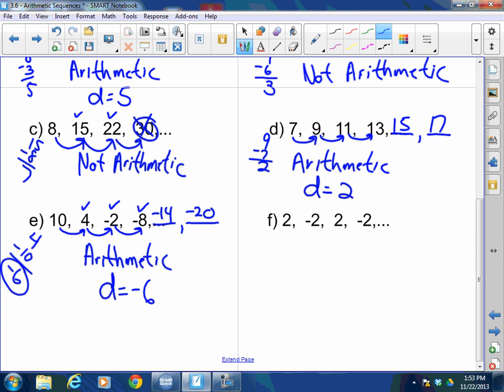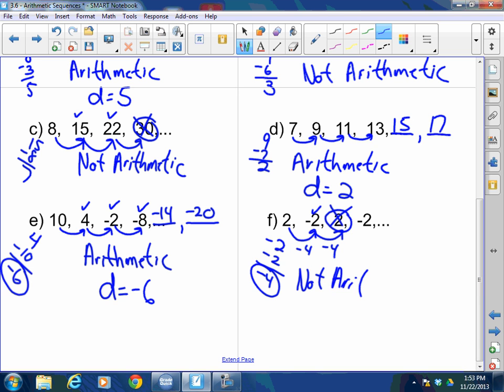Excellent. And last but not least, what's the potential common difference here for F? No, not negative 1. Negative 2 minus 2 is negative 4. That's the potential. 2 minus 4 is negative 2. But what's negative 2 minus 4? Negative 6, not 2. So this is not arithmetic. Does that make sense, gentlemen? Yes. You promise? Yes. Okay.